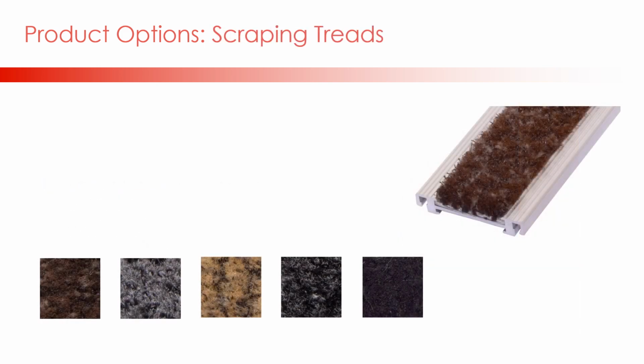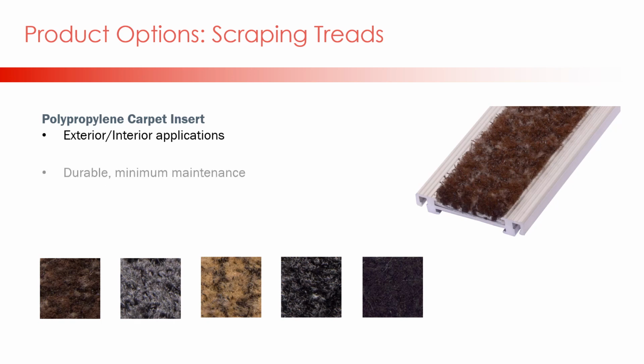The first option for review in the scraping tread category is exterior polypropylene carpet. This carpet is constructed entirely of polypropylene, which can withstand outdoor environments. This rugged carpet alternative is perfect for heavy-duty applications and is easy to maintain. Although polypropylene carpet is not absorbent, fibers can hold moisture within the tread.